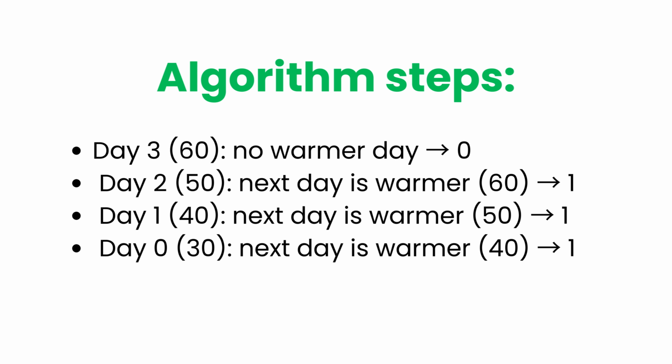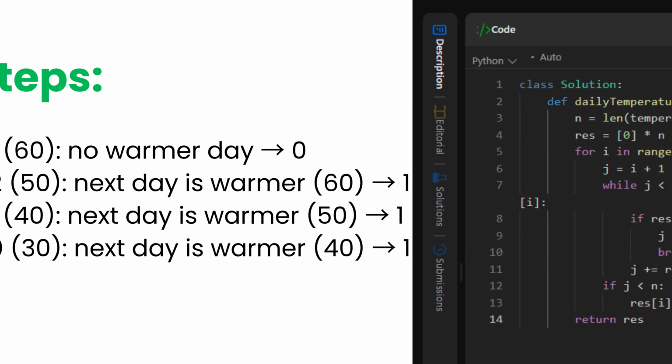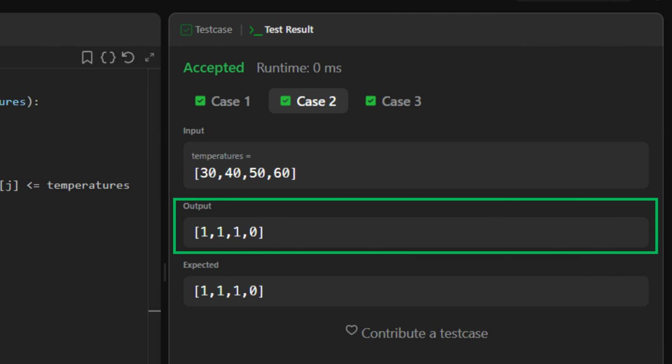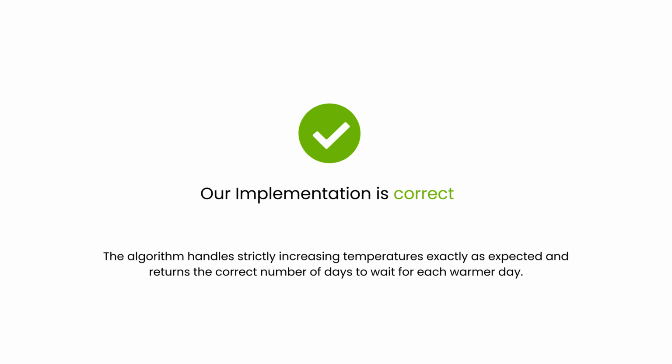Because the temperatures rise consecutively, every day except the last one has a waiting time of exactly 1 day. And that is exactly what our program outputs: 1, 1, 1, 0. The output matches the expected result perfectly. So our implementation is correct. The algorithm handles strictly increasing temperatures exactly as expected and returns the correct number of days to wait for each warmer day. Let's have a quick recap.